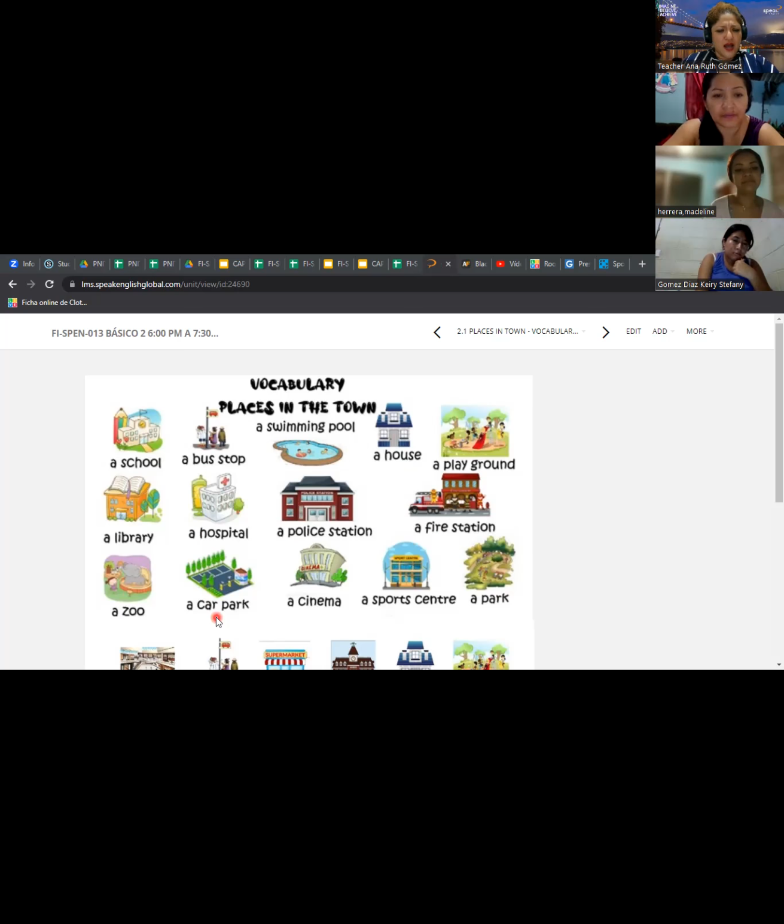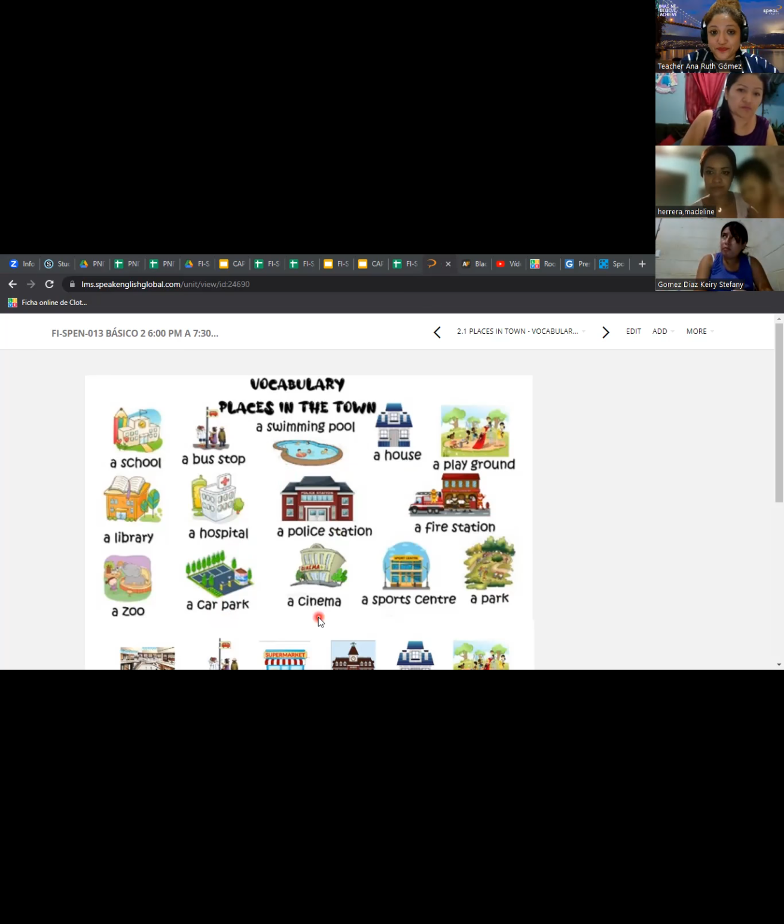Car park. But actually in British English, it would be car park. But in American English, parqueo is parking lot, okay? In American English, it is parking lot. In British English, it is car park. All right, very good. What about the next one?